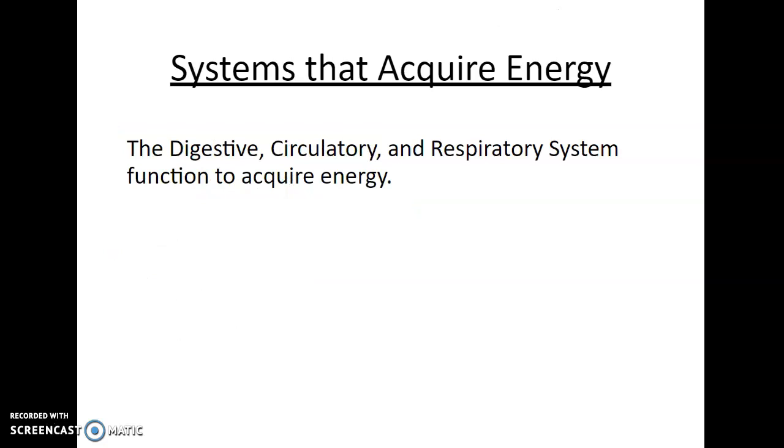Systems that acquire energy, so the digestive, circulatory, and respiratory systems all function to acquire energy. They help the body maintain the energy requirements for the metabolism to occur.